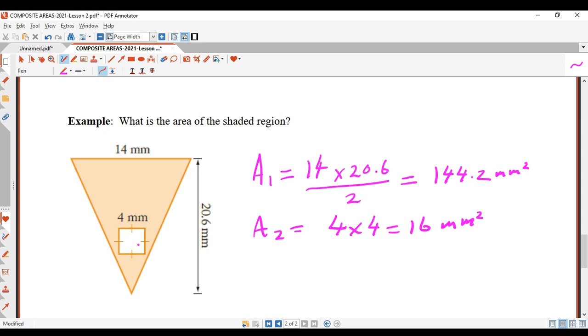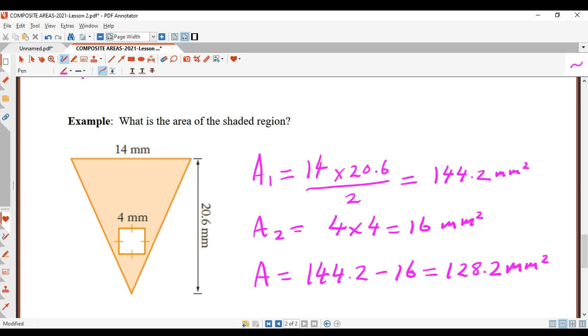Now we don't want to include that area of the square, so we're going to take it away. So the area of the shaded region will be 144.2 minus 16. That's going to give you 128.2 millimeters squared.